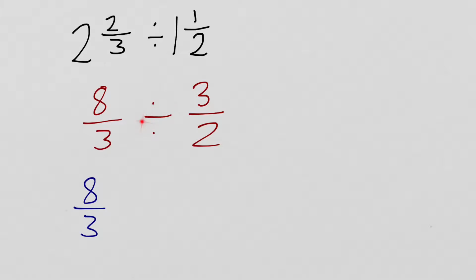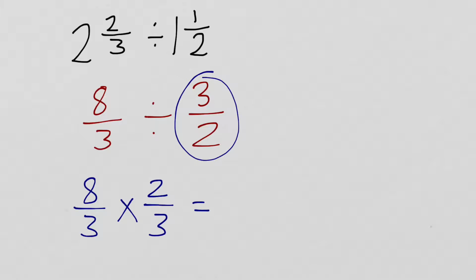I need to turn my divide sign into a multiply, and then I need to invert the second fraction, so it becomes 2/3. The next step I need to do is to see if I can cross cancel, and in this case the 8 and the 3, there are no common factors, and there are no common factors that way either. So we can just go ahead and multiply. 8 times 2 equals 16, 3 times 3 equals 9.